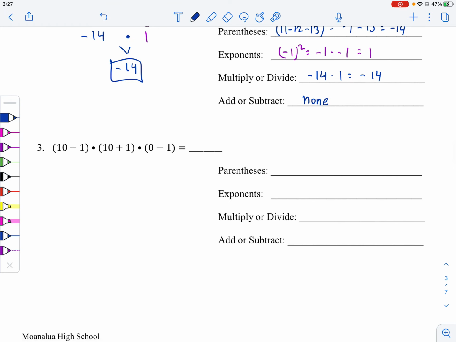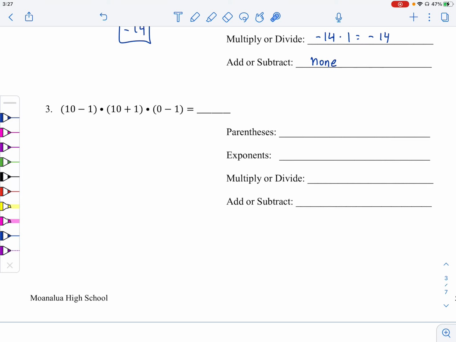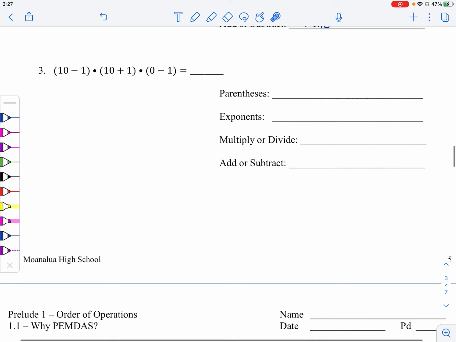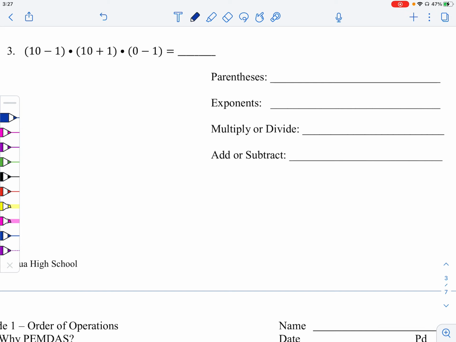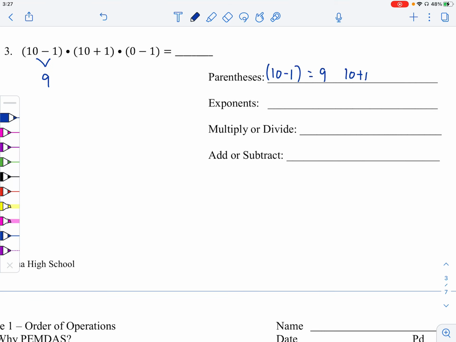Okay, last one. Okay, parentheses. Now we have 3 of them. 1, 2, 3. Let's do each one. Right, so 10 minus 1 first. 10 minus 1, 9. Right, so this parentheses, 9. Second one, 10 plus 1, 11. Right, so this parentheses, 11. Last one, 0 minus 1 is negative 1. So this parentheses is negative 1. All right, just do each one separate. Each parentheses, one by one.